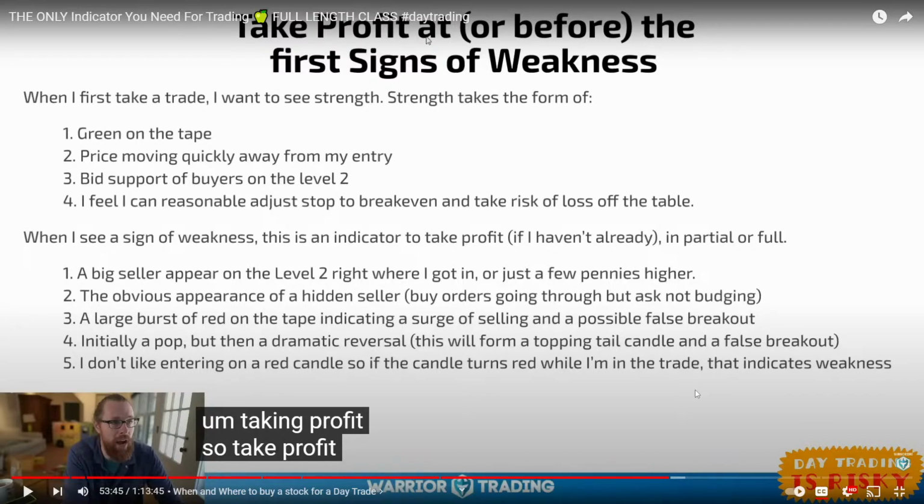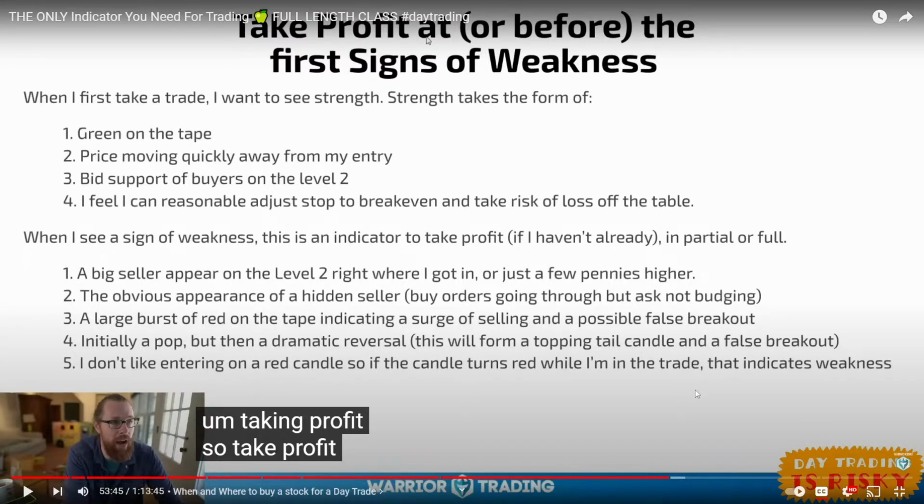When I see signs of weakening, I remember I took notes on this already, but we could see this again. A big seller appears on level 2, just a few pennies higher than where I got in. The observation is the appearance of high sellers, a large burst of red tape. There's a lot of buying into a pop, but then the dramatic reverse.